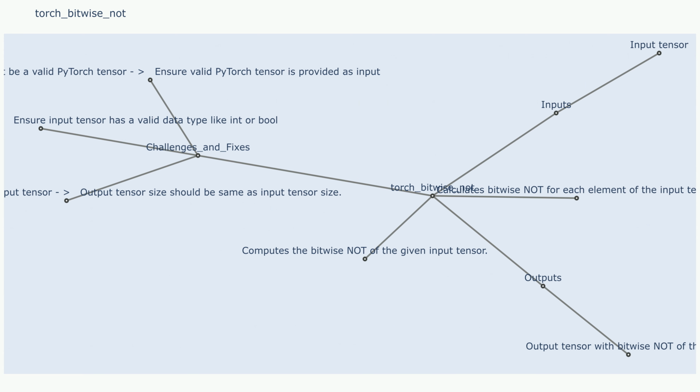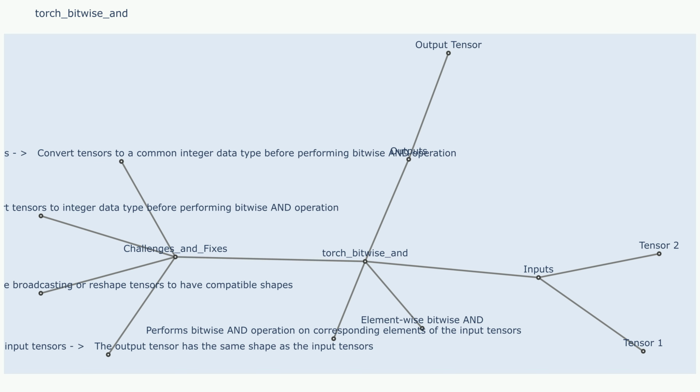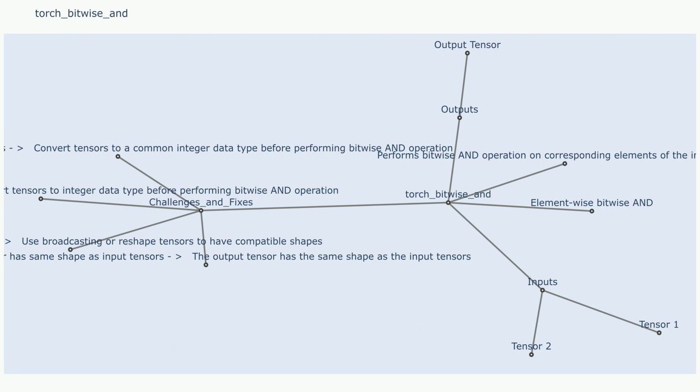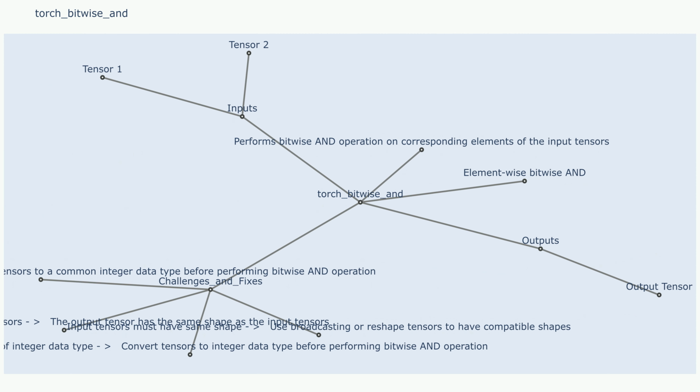No fix required. torch.bitwise_and. Description: This function performs a bitwise AND operation on two tensors element-wise. Inputs. Input 1, a tensor of any supported data type. The elements of this tensor will be used as the first operand for the bitwise AND operation.